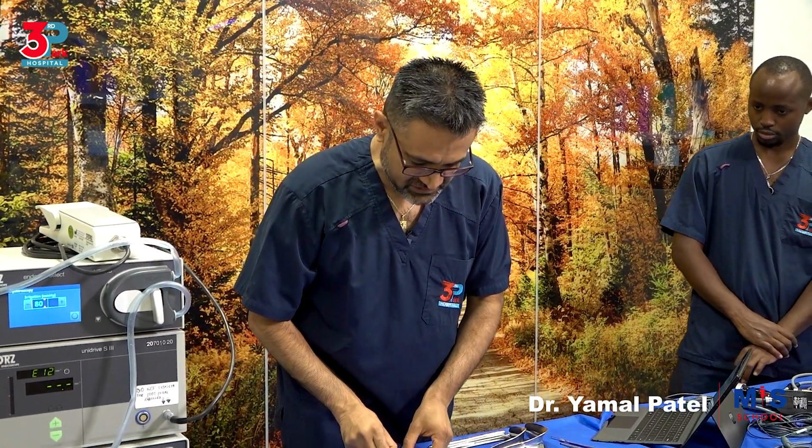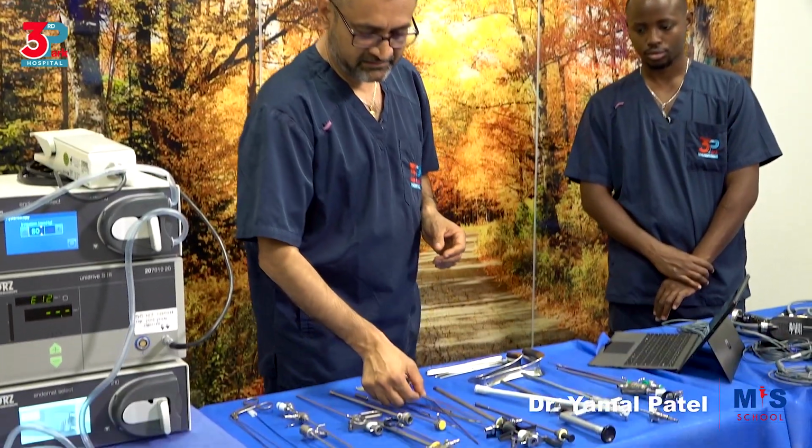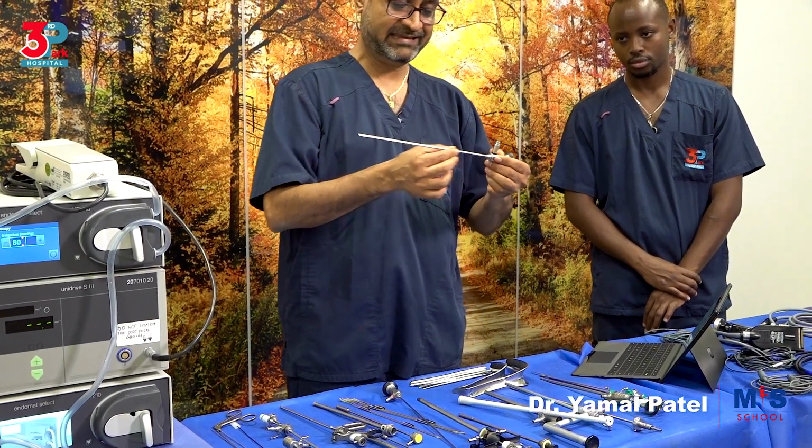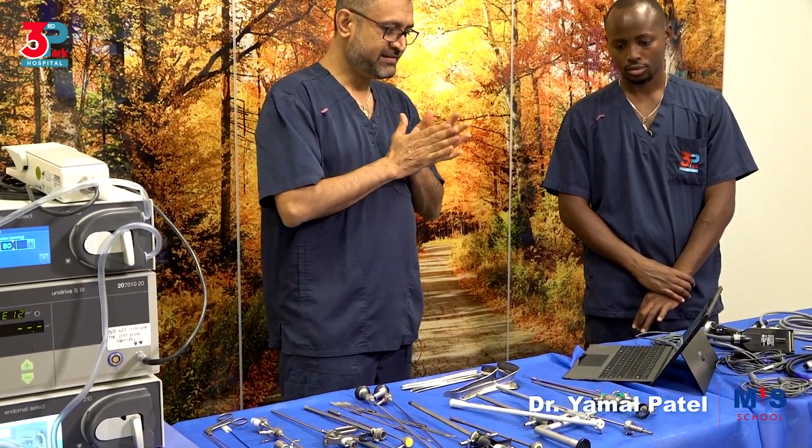Hysteroscopes are divided into rigid, like these, or flexible. These are rod length based. So there is Harold Hopkins rod length in here. So these are called rigid, and rigid are more durable. They give a better, superior image. And we have diameters, as I've said, from 1.9 up to 4 or 5 millimeters for hysteroscopy. And they can be used for both inpatient and complex operative procedures as well.